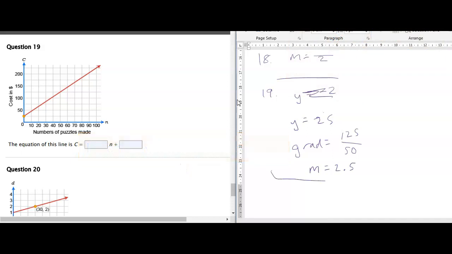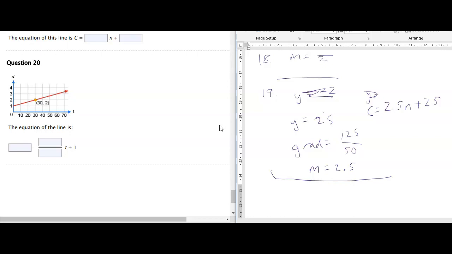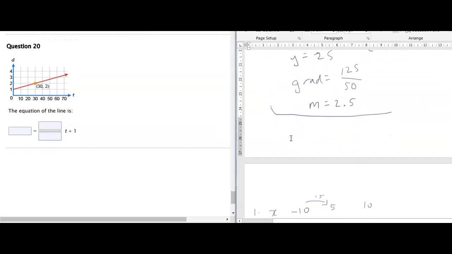Okay, so your equation, sorry, I'm not concentrating. C equals 2.5n plus 25. Okay, good, hopefully. All right, last question before I go crazy.